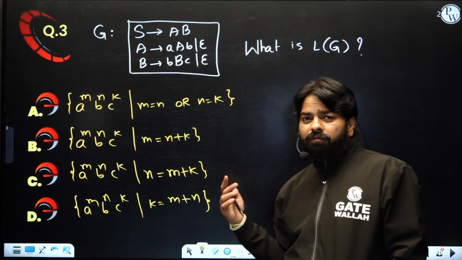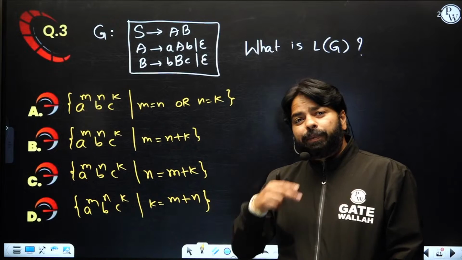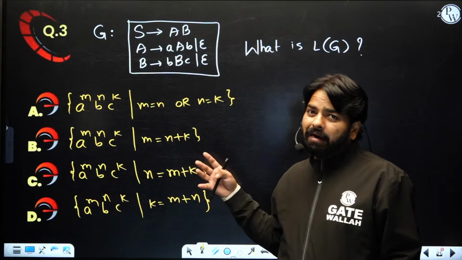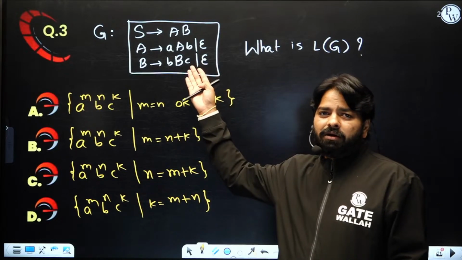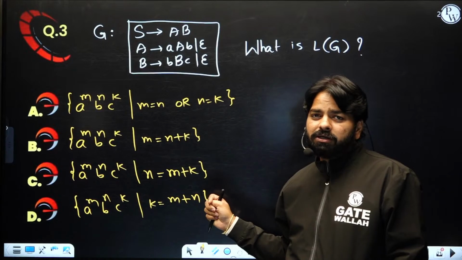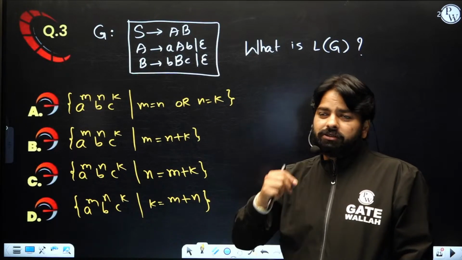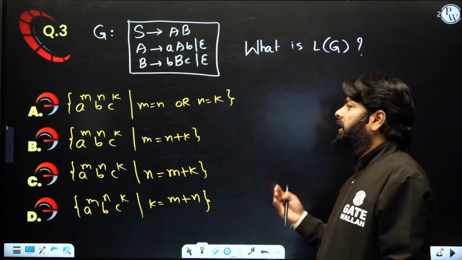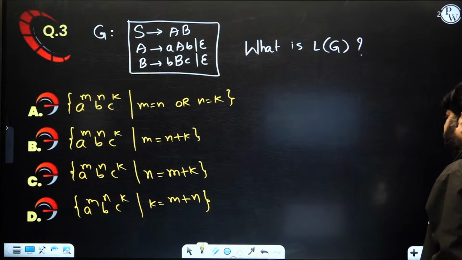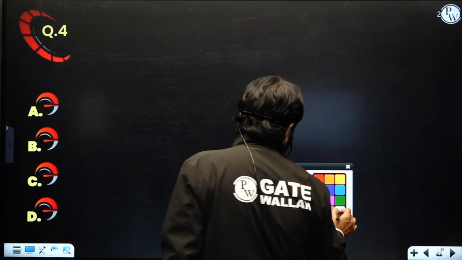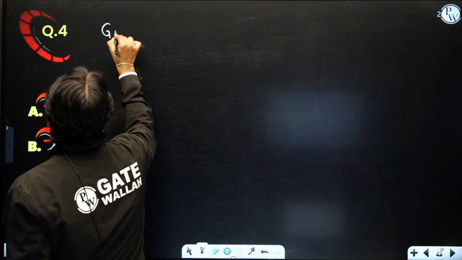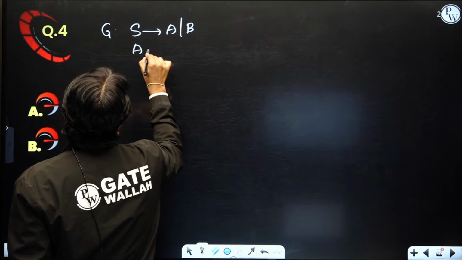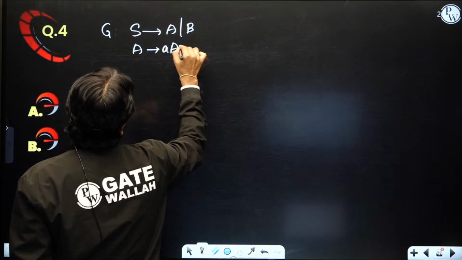Another homework is, for each language, try to write a new grammar on your own, so you will get more knowledge on grammars. I have given one example and you need to identify one of the 4 options, but each option has a grammar corresponding to it. So try to understand the context free grammar for each language, then you get more understanding. S derives A or B, A derives A.